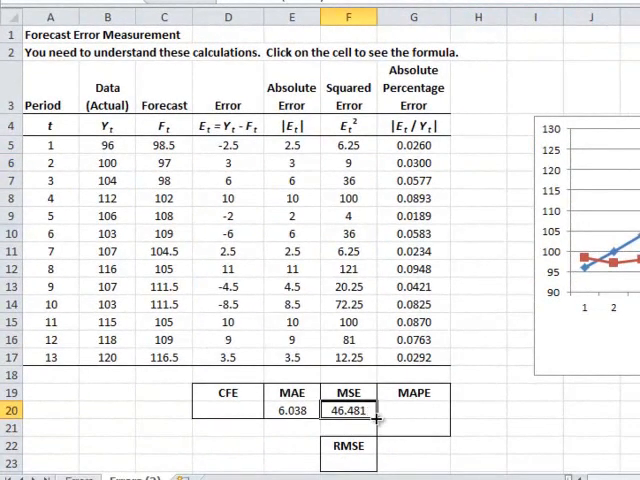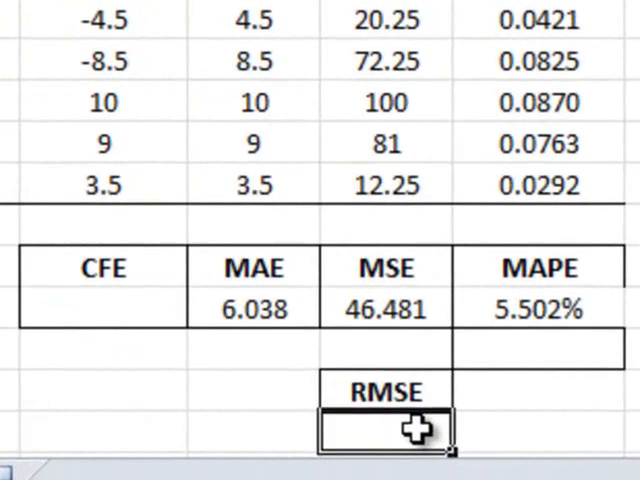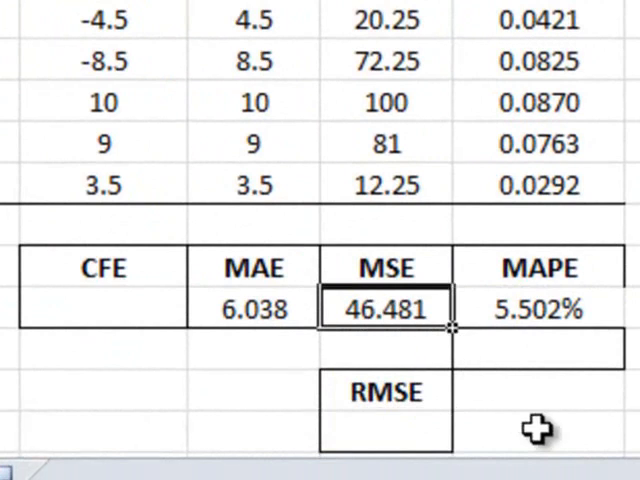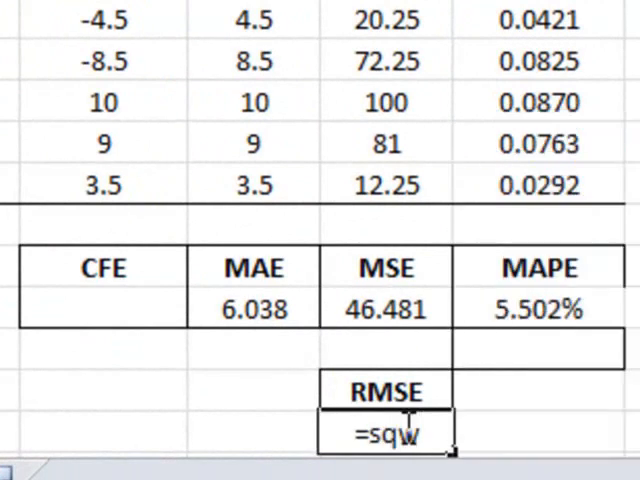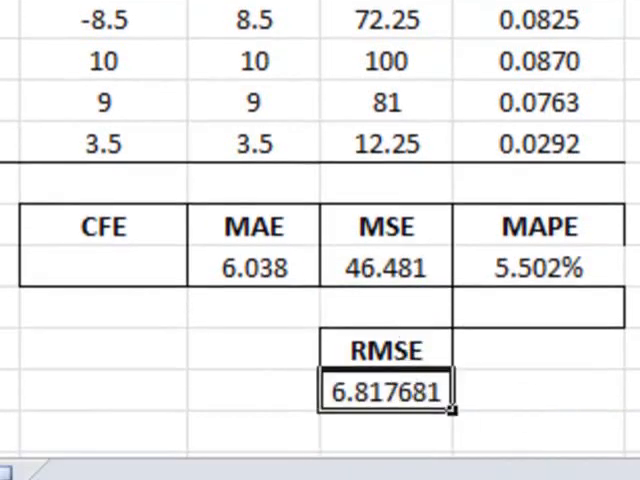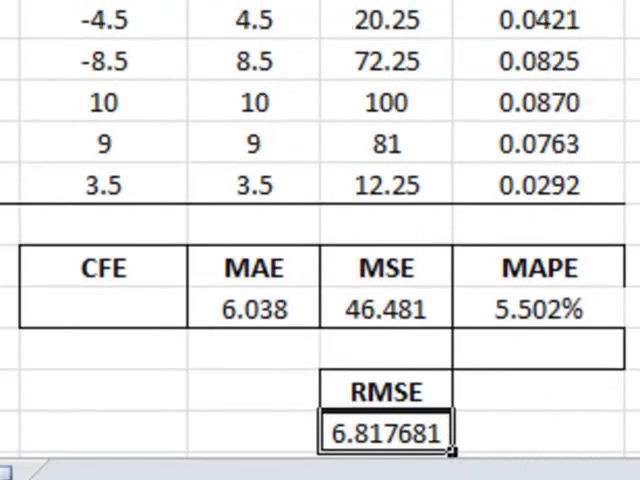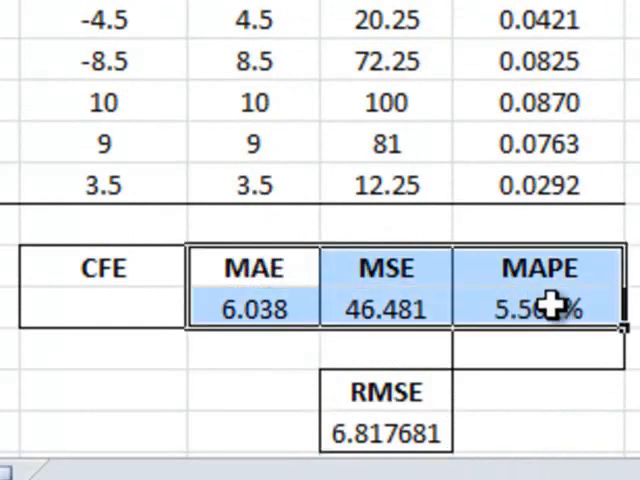And again, the MAPE is simply the average of those values. The way I have it described here, it's a decimal. If I format that as a percentage, then we see the MAPE as a percentage value. Finally, the root mean squared error is simply the square root of the mean squared error. So I have an MSE of 46.481. If I compute the square root of that number, now I have an RMSE of 6.817. And that's basically how we compute the different summaries of forecast error.